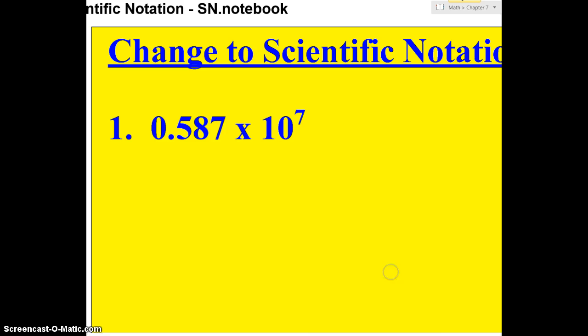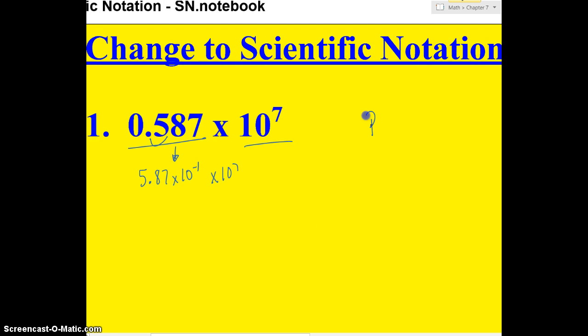Last couple examples I want to show you: if you have a number like this, you may think it's in scientific notation because you see the 10 to the 7th. But if you look closer, this number is not between 1 and 10. So what you're going to have to do is slide this over once, which will give you 5.87 times 10 to the negative first. Again, you almost ignore this 10 to the 7th for a minute, and you say, okay, I'm going to slide this over once. 5.87 times 10 to the negative first would be this right here. Then let's bring this back down, times 10 to the 7th.